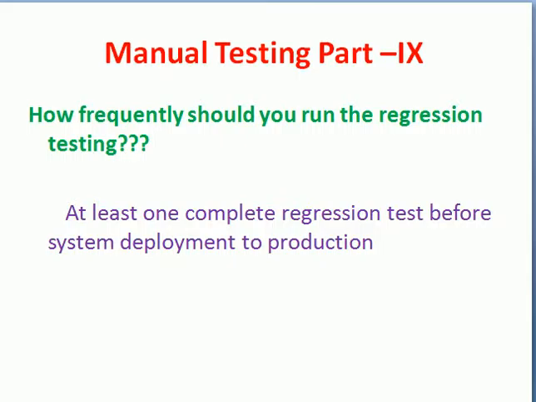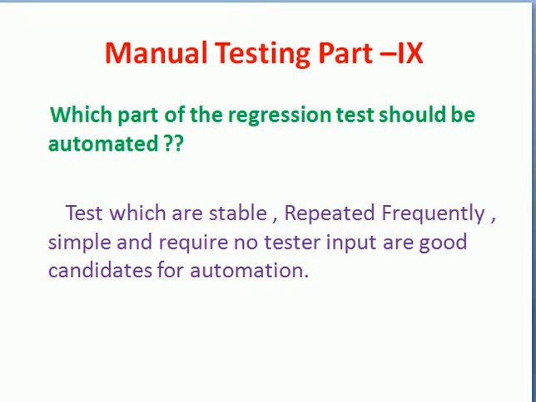Which part of the regression test should be automated? Actually, regression tests have automation candidates. So tests which are stable, repeated frequently, simple and require no manual tester input are good candidates for test automation. And that is how you can reduce the overall effort in the regression test.